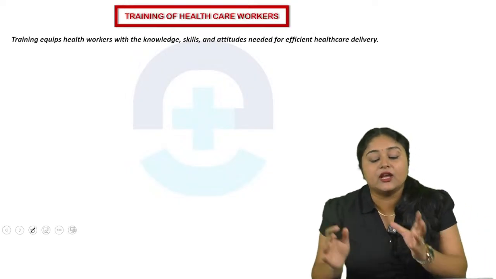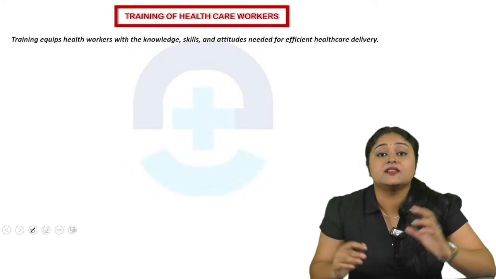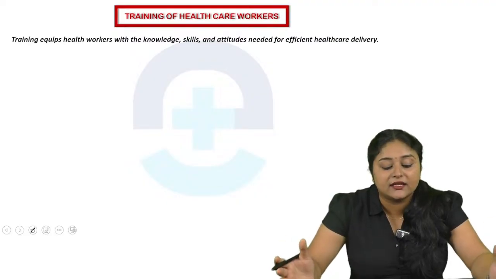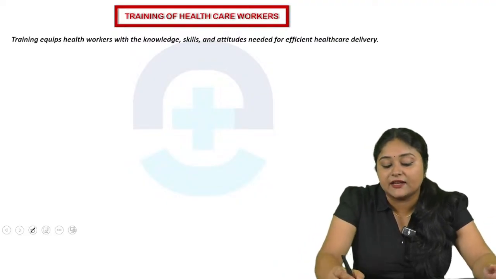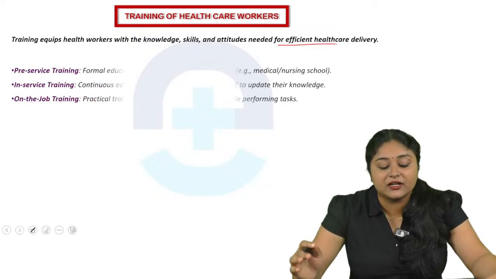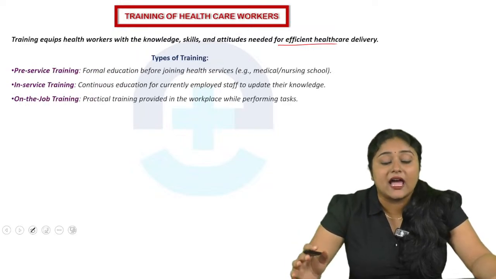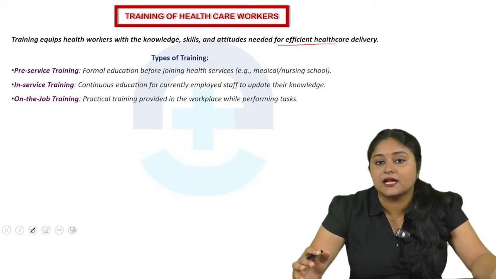Now come to the training of the healthcare workers. This training equips healthcare workers with the knowledge, skills and attitude needed for efficient healthcare delivery. So what are the types of training? First is pre-service, then in-service and on the job.